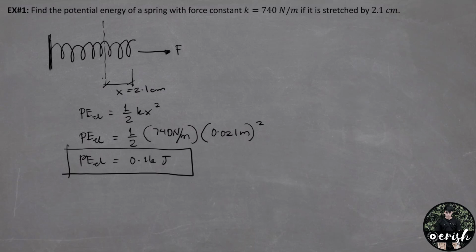Since the potential energy depends on the x squared, or the stretched and compressed distance, which is positive even if x is negative, the potential energy of a spring is always greater than or equal to 0, never negative. Thus, a spring's potential energy increases whenever it is displaced from equilibrium. So this is example number 1.